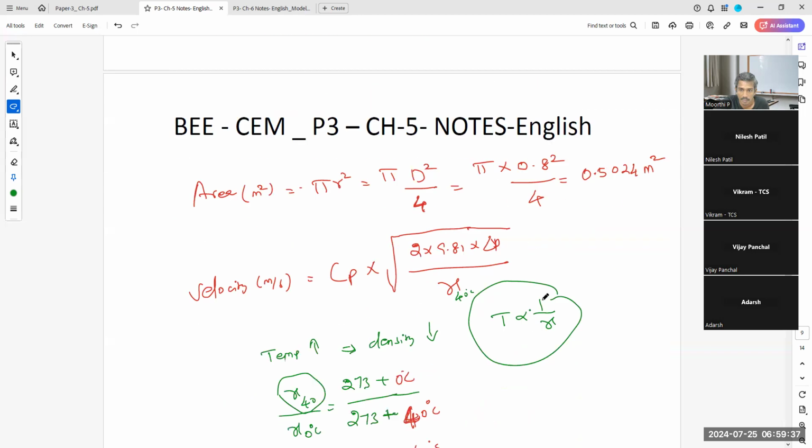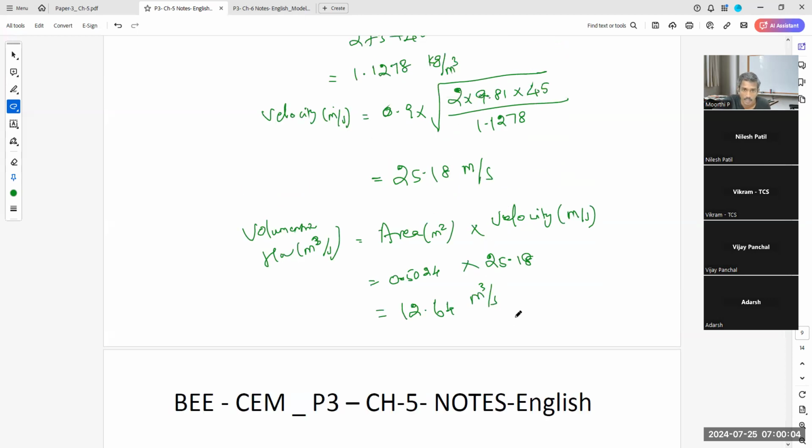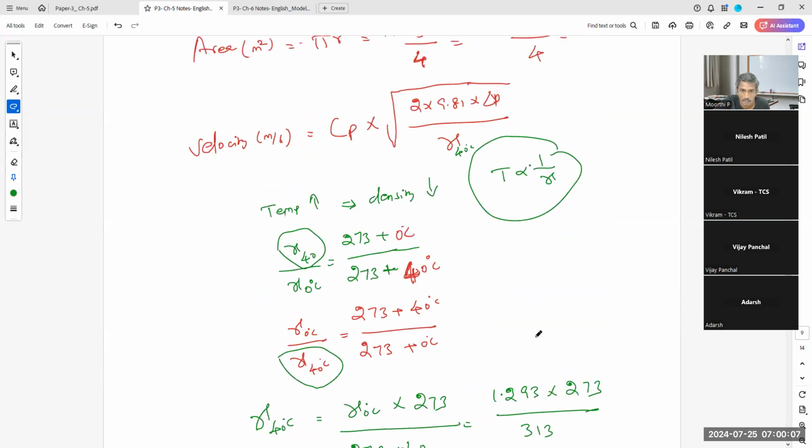We have done 0.5024. 0.5024 into 25.18. Tell me the final value of velocity, volumetric flow. 12.64 meter cube per second. Okay, next, what do we have to do?